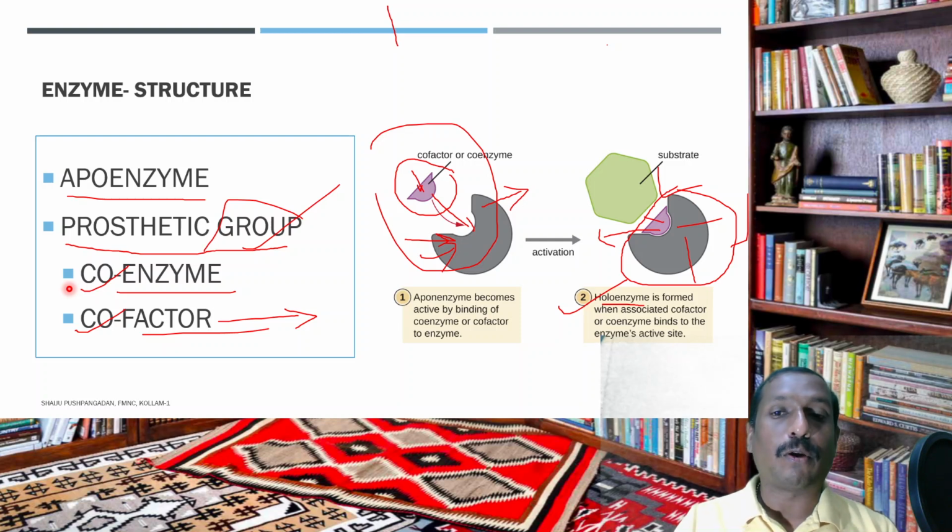Okay, then what is a prosthetic group? It is the non-protein part of the enzyme, which is very much essential for the proper functioning of the enzyme. It may be of two different kinds, coenzymes and cofactors. When this apo enzyme and prosthetic group are bound with each other, it becomes a functional enzyme, called holoenzyme. So what is holoenzyme, what is apo enzyme, what is prosthetic group, and what is the difference between coenzyme and cofactor? This is regarding the enzyme structure.